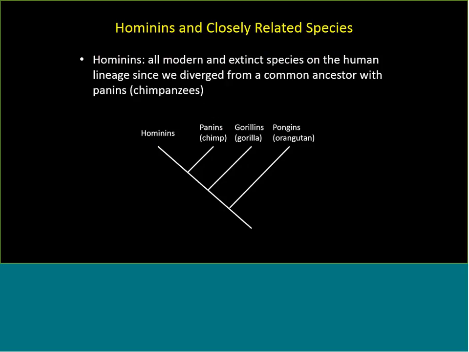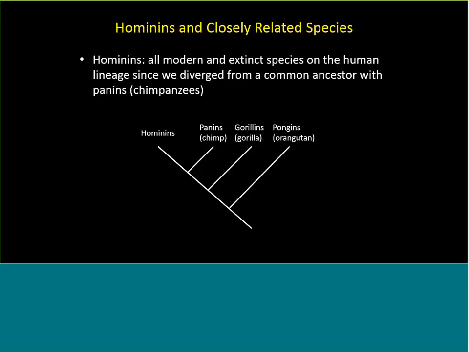So I want to introduce a concept that may not be familiar to everyone, and it's related to the group known as hominins. So hominins include us, modern humans, and all of our extinct human ancestors back to the point at which we diverged with chimpanzees. And so you can see in this diagram how hominins are closely related to chimpanzees and then a little bit more distantly related to gorillas and orangutans.